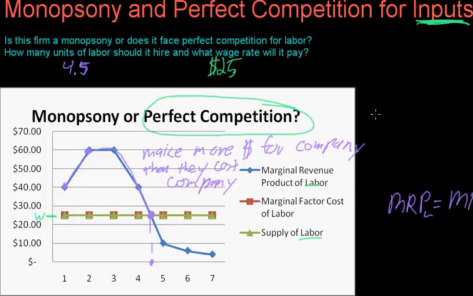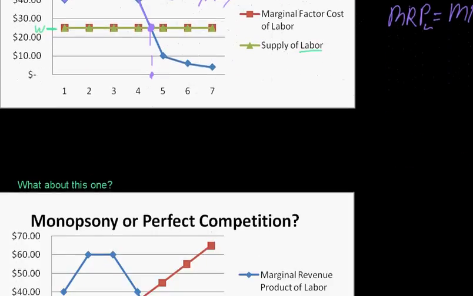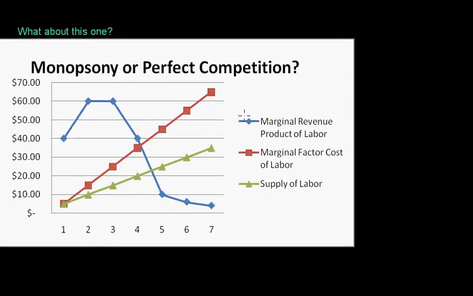Okay, so now I just want to show you another graph, and I want you to answer the exact same questions. So looking at this graph, is this a monopsonist, or is this a perfectly competitive input market? So pause it, get your answer, and then understand why, and then I'm going to give you my answer right now.